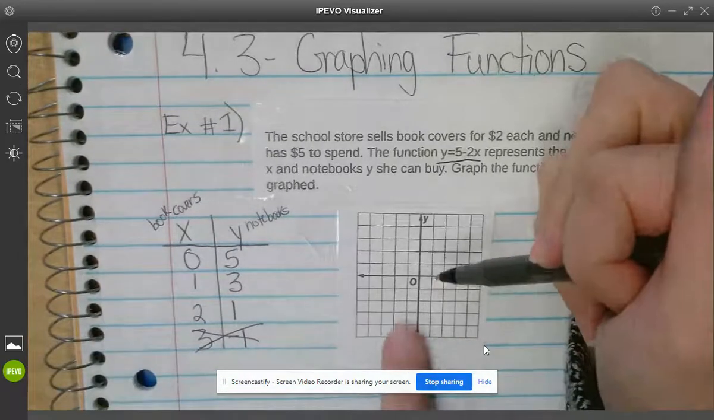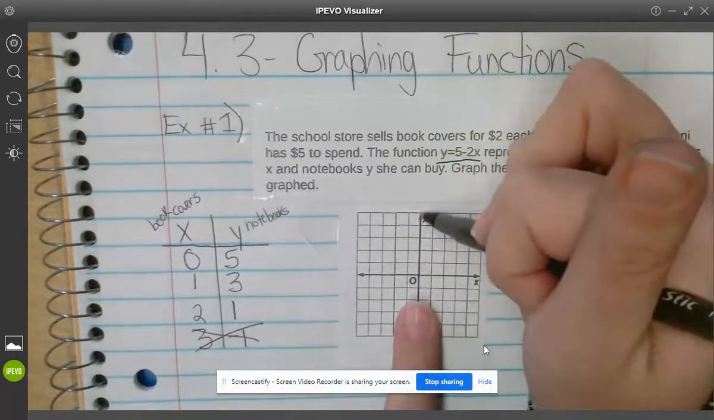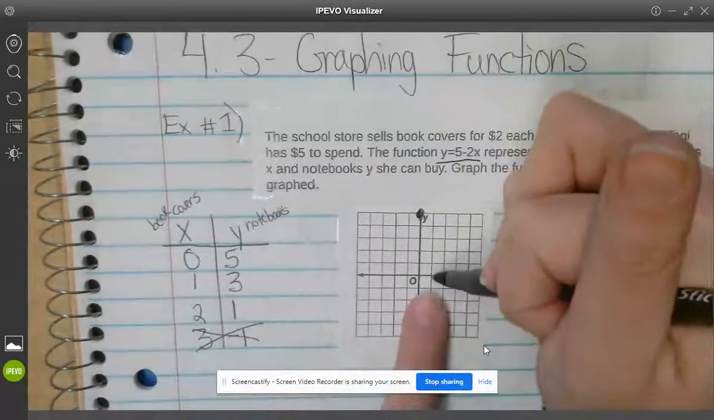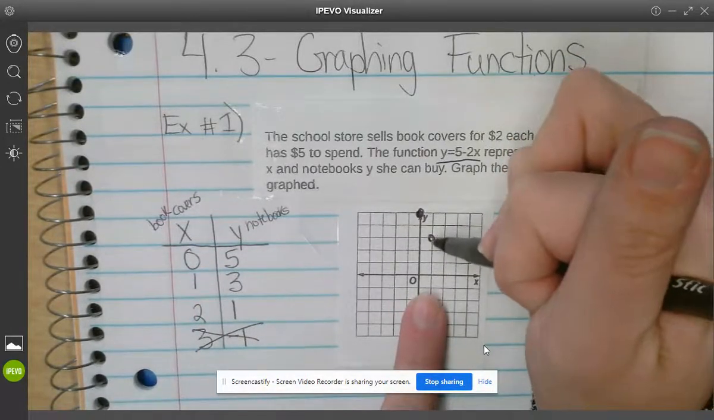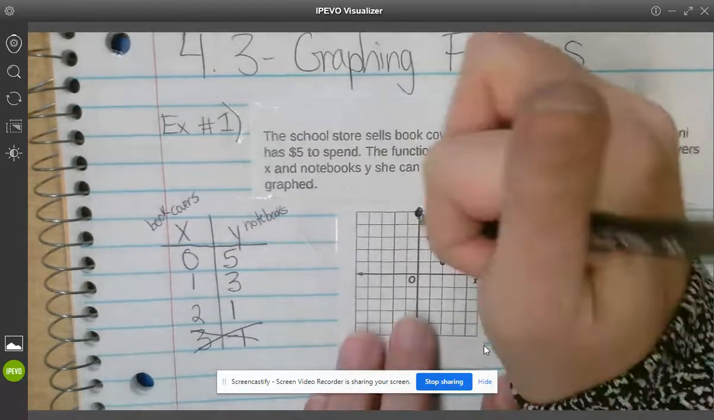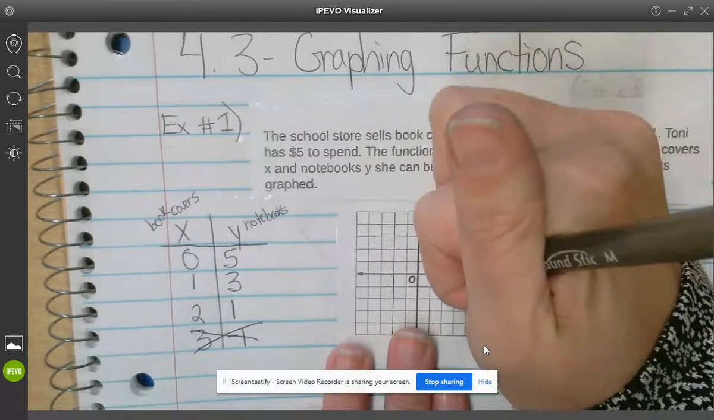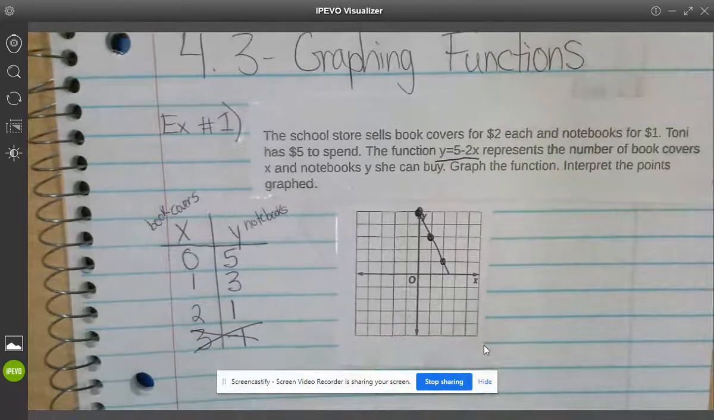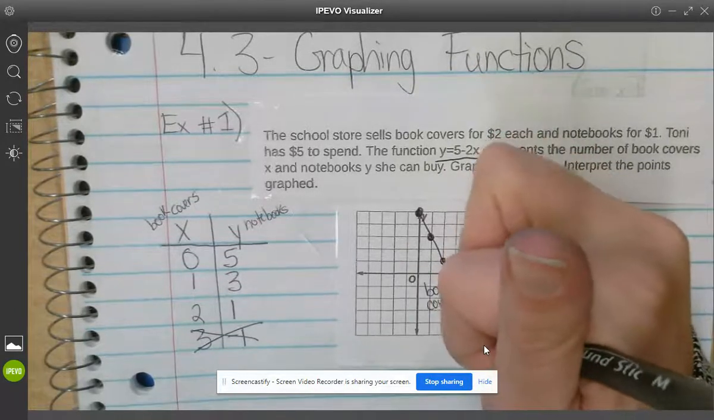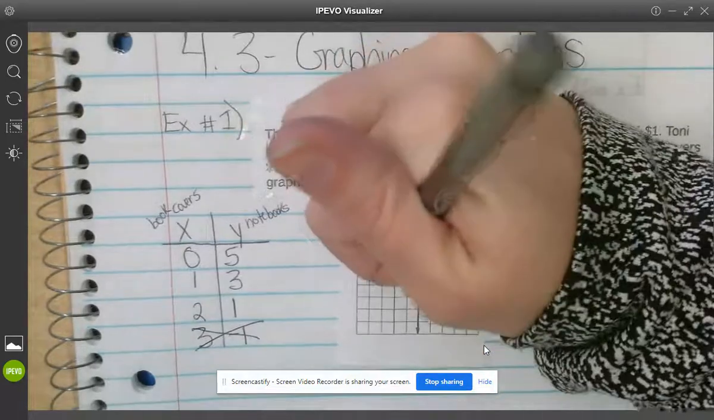So if you go to this graph, we're going to go up 5, top here, and then 1, 3 would be here, and 2, 1. Okay, and our line only goes there because we've already talked about how we can't have negatives. We could label this book covers. We could label this notebooks.